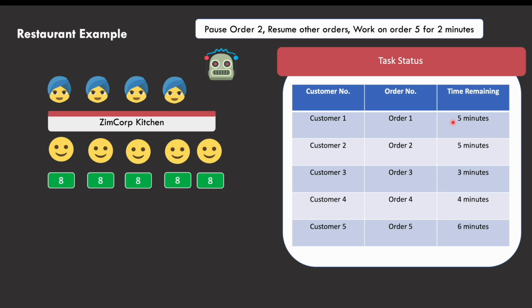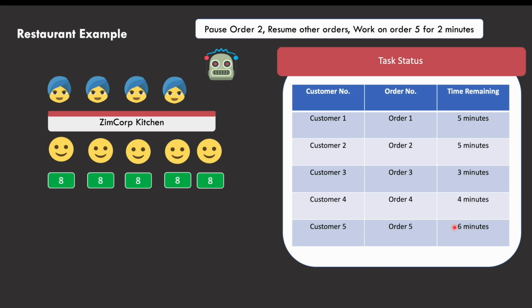So earlier, as you know, order number 1 had 7 minutes remaining, now it has 5 minutes since 2 minutes have been subtracted. Order number 2 had 7 minutes remaining as well, now it's 5 minutes. Order number 3 had 5 minutes remaining, now it's 3 minutes, right? Order number 4 had 6 minutes remaining, and now it's 4.